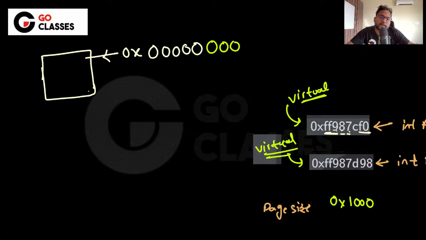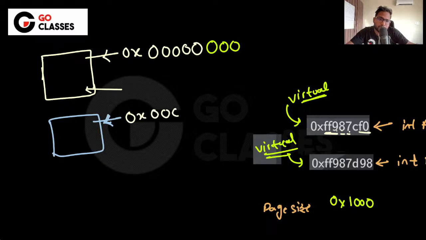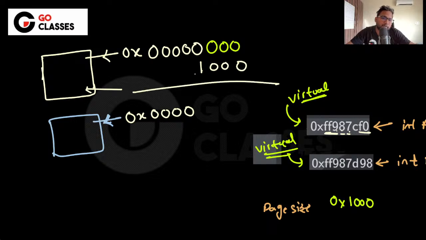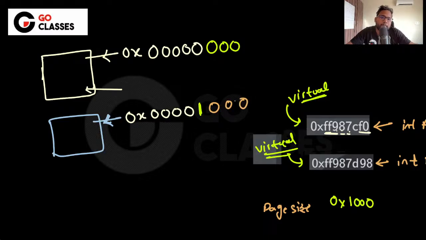What is the last byte address? Can anyone tell me? Or if I just ask you, what will be the address of the first byte here? The address of the first byte here will be 0x0000, and then you just need to add 1 and 3 zeros. In hexadecimal it is not 1,000, but you just add 1 and then 3 zeros. Then this is the address of the first byte here.